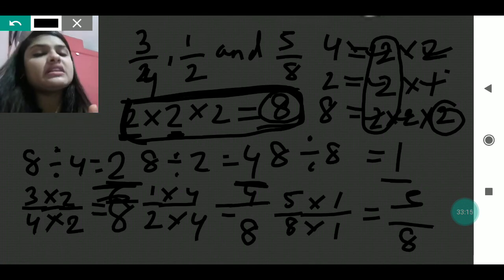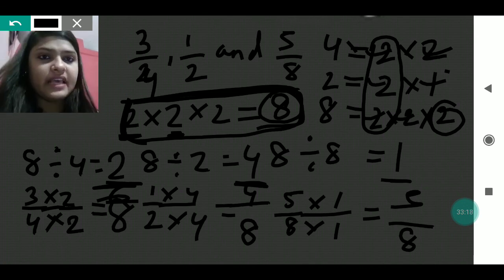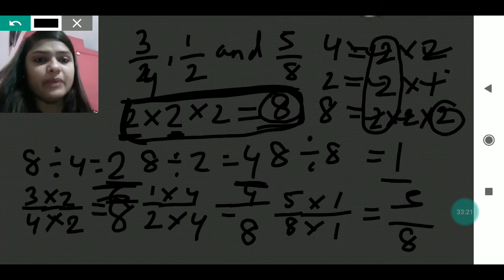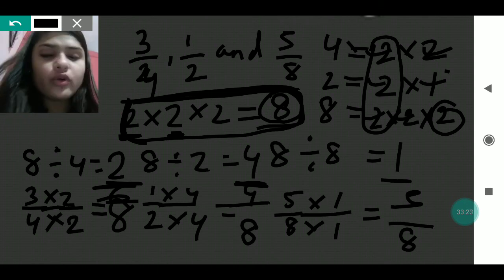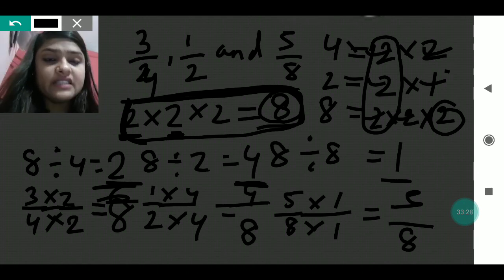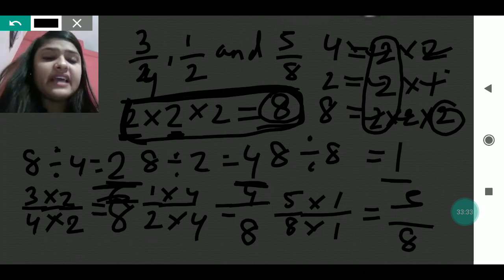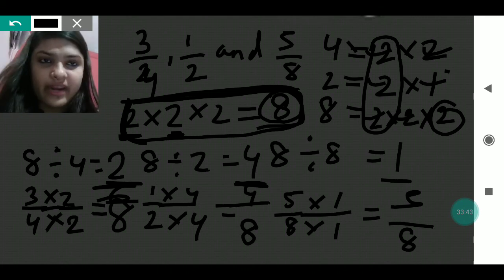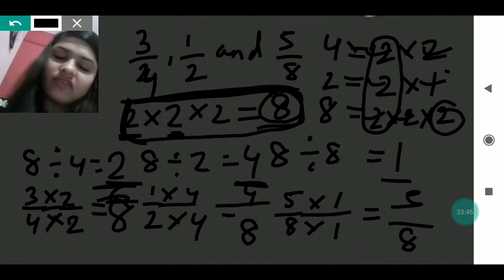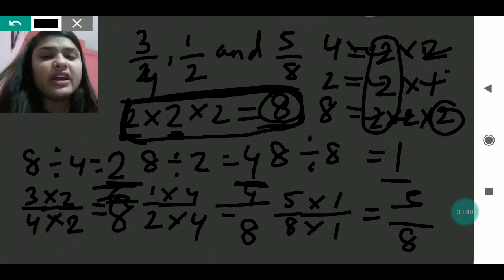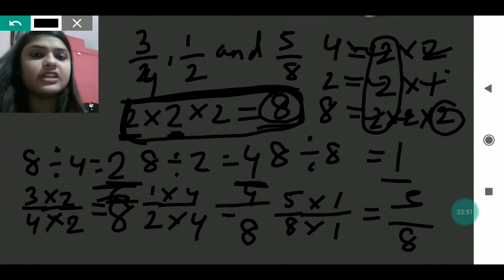Suppose you are arranging the same in descending. Then what will happen? Denominators are the same, no need to compare. Only the numerators we have to compare. So which one is greater? 6 by 8 is greater, then 5 by 8, and then 4 by 8. Since 6 by 8 is greater, 3 by 4 will be greatest. Then 5 by 8 will come next. Then 1 by 2 is smaller, so 1 by 2 will go last. Like this you have to arrange when we have different numerators as well as denominators.